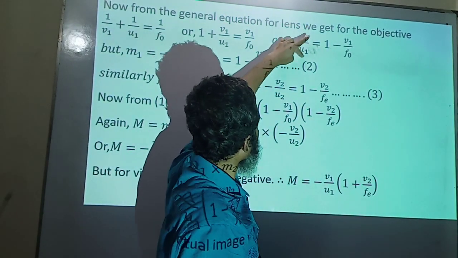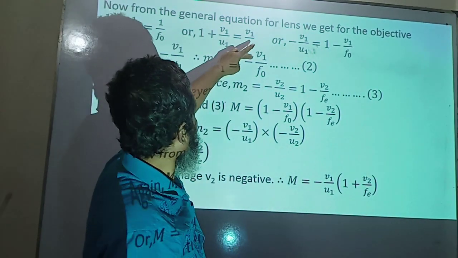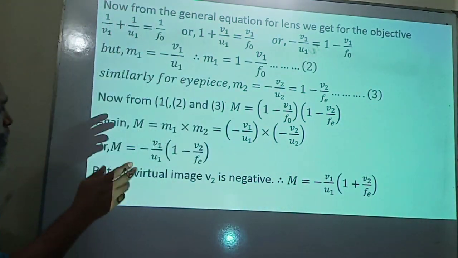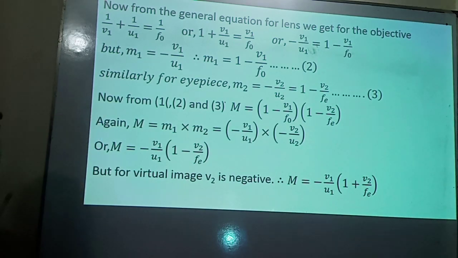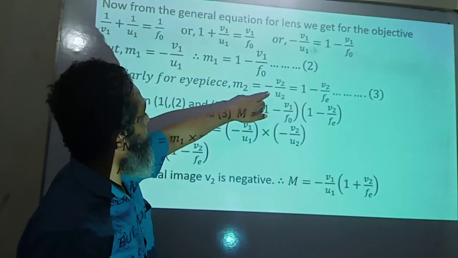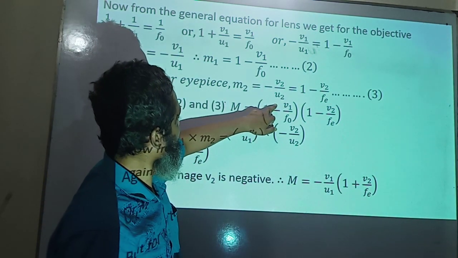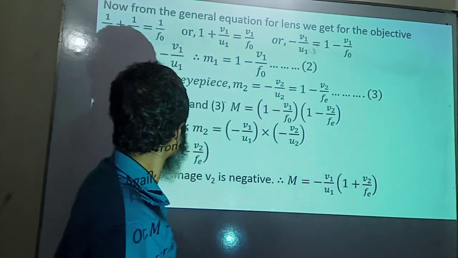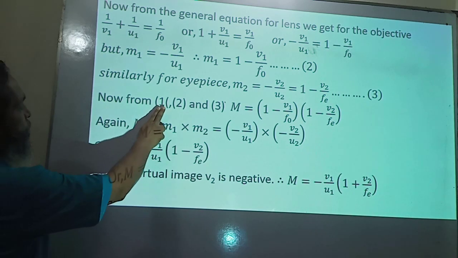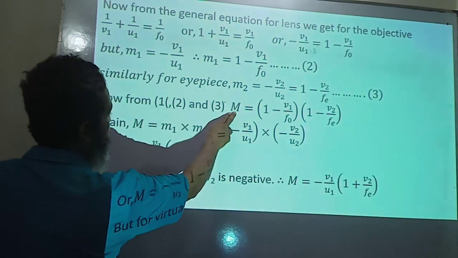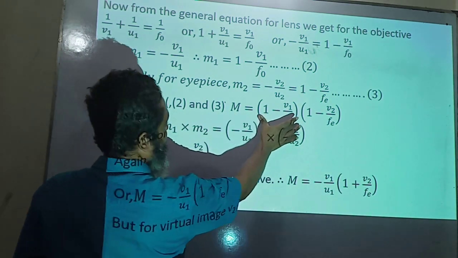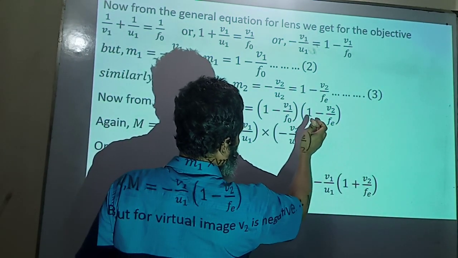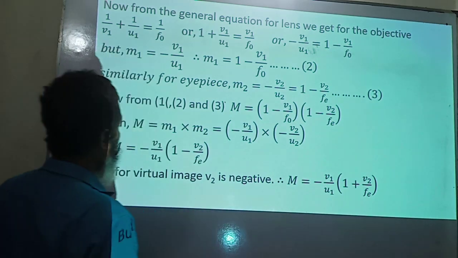That is m1, so m1 is equal to 1 minus v1 by f naught. That is equation number 2. Similarly, for the eyepiece, m2 is equal to minus v2 by u2, that is equal to 1 minus v2 by fe, equation number 3. Now from equations 1, 2 and 3 we get m, where m1 is 1 minus v1 by f naught and m2 is 1 minus v2 by fe.